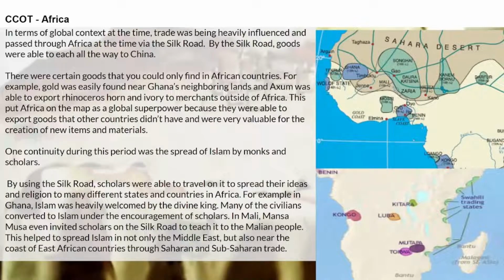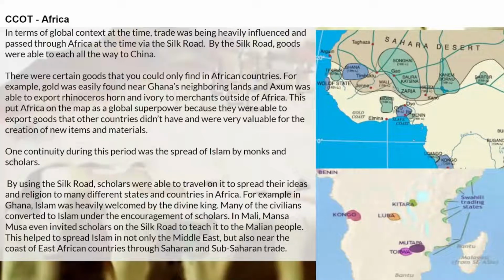They were using the Silk Road to transport ivory, rhinoceros horn, salt, all those exotic goods which you would only find in Africa to places as far as China and everywhere in Asia, and they were using this as profit to build their civilizations and to just make their civilizations very wealthy.